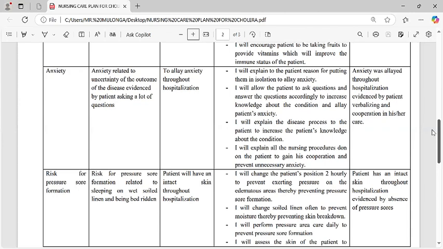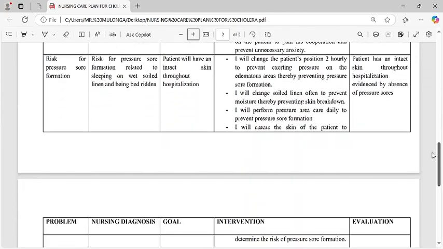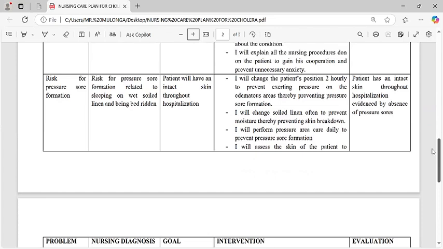Lastly, the interventions. Anxiety was allayed throughout hospitalization, evidenced by patient verbalizing and cooperating in his or her care. So that is the way we can write it, and as you can see, it is very simple and doable. So from there, we move to now the risks. So we have 3 actual problems, and then we are going to look at 2 potential problems.